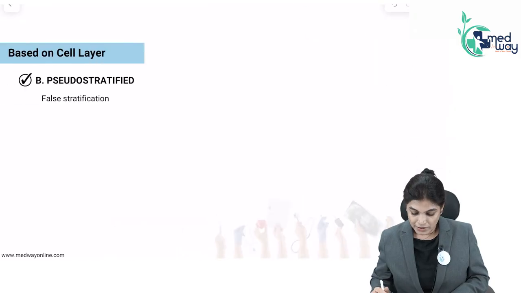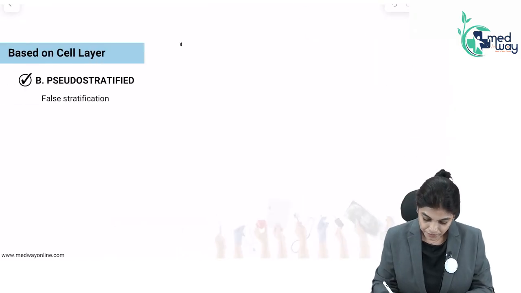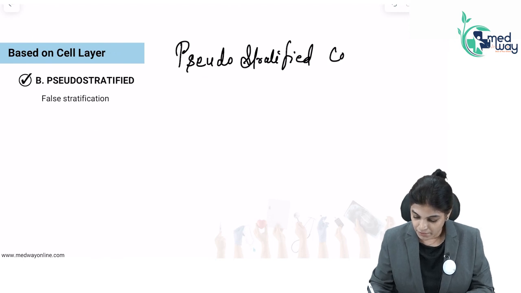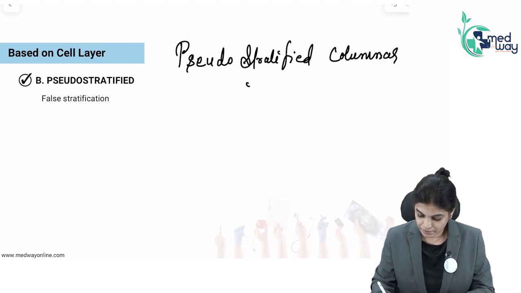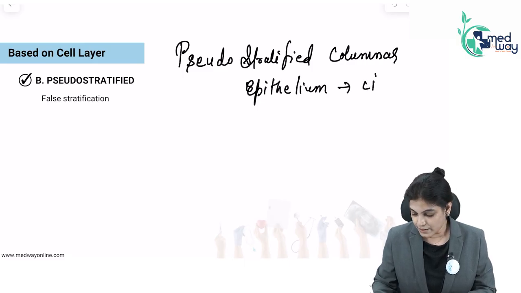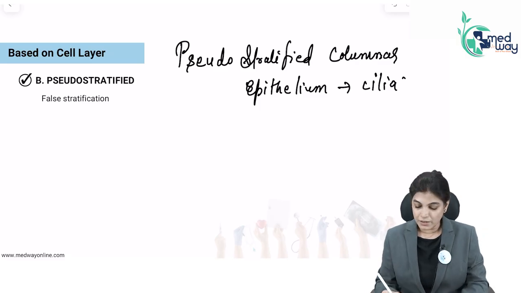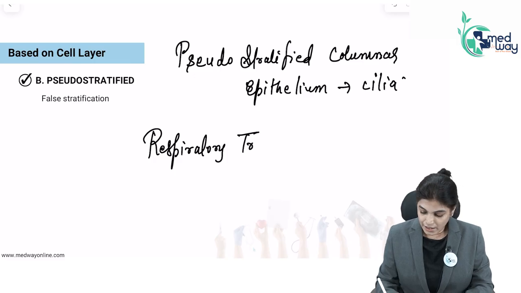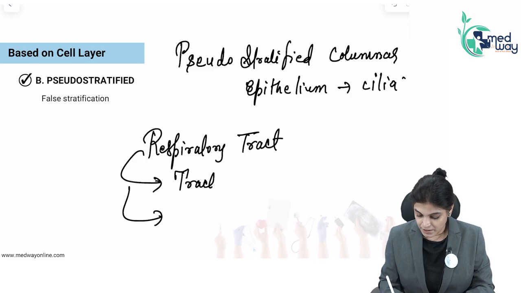So I just want everybody to write this. Please write down: pseudostratified columnar epithelium with cilia. That means ciliated pseudostratified columnar epithelium. This is present in the respiratory tract. And to be more specific, which part of the respiratory tract is it present in? The trachea, and it is present in the principal bronchus.